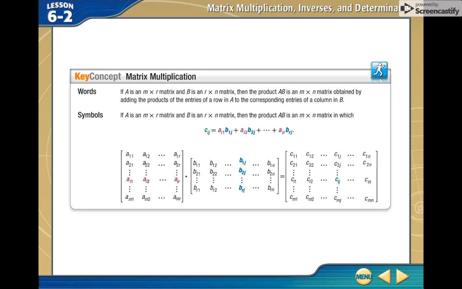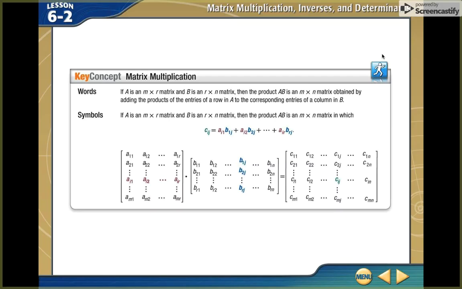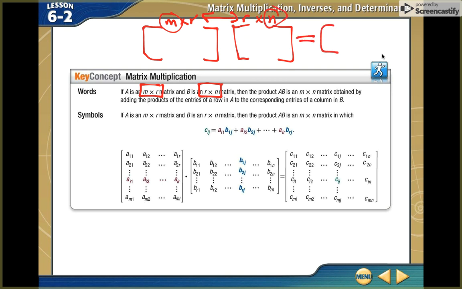So if we look at what we have here on our values, we have an M by R matrix and an R by N matrix. So that would look something like this, M by R, and then the other one is R by N. And these two values have to be the same for this to work. So those inner dimensions have to be the same. What's going to happen is our outer dimensions, the M and the N, are going to become our resulting matrix. So we'll get an M by N resulting matrix.